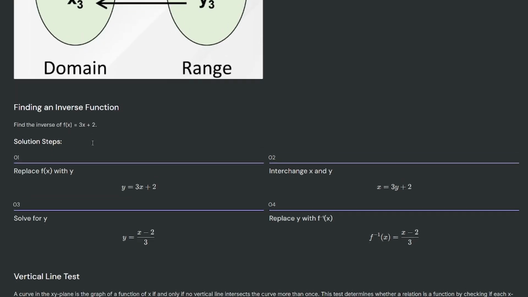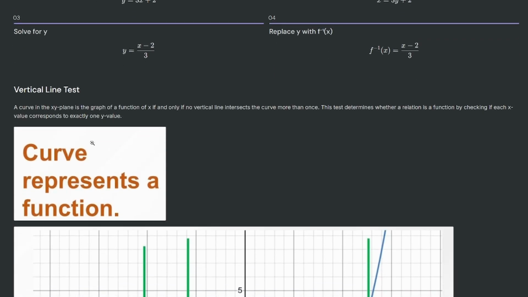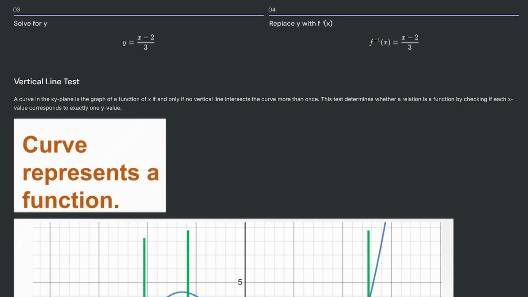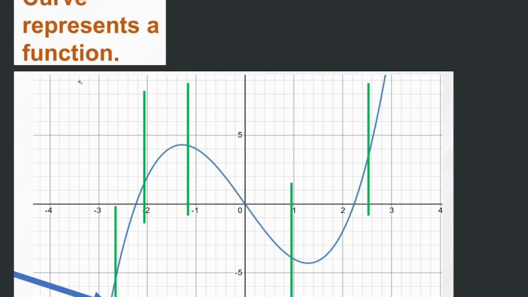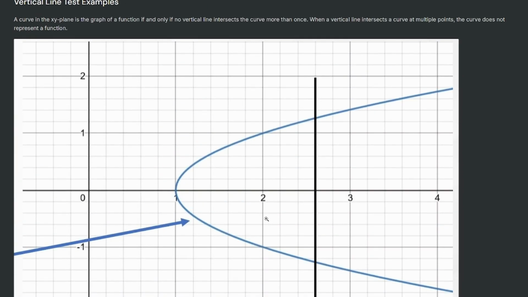Okay, basically we have learned much about functions, and if we are given a graph, how can we identify whether the curve is a function or not? Basically by doing the vertical line test. For example, if you take this curve and draw a vertical line, if it cuts at only one point, then it is a function. But if it cuts at more than 2 points, then it is not a function.